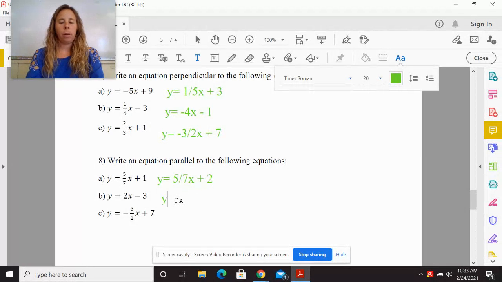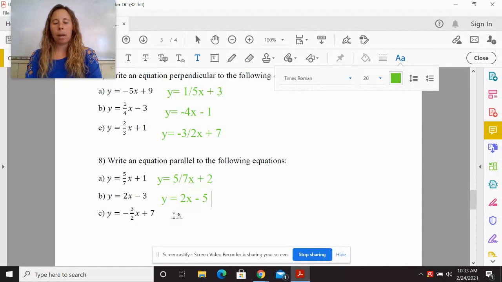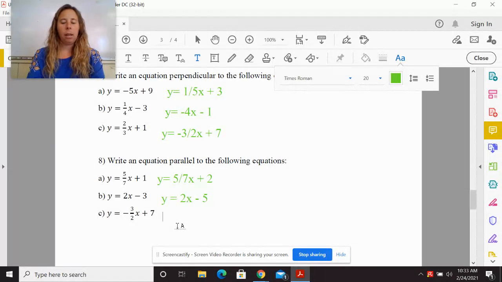For this one, y equals, the slope is 2, so it stays the same, minus 5. Doesn't matter for your y-intercept. And then the slope on this one is -3 over 2. Okay, so it stays the same, -3 over 2. Okay. And then let's do -3.